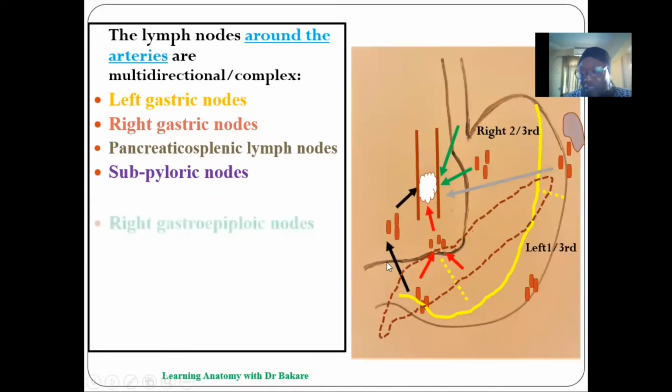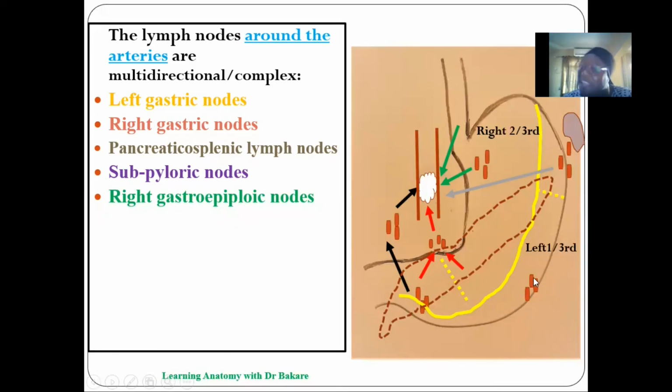Then we have the next one, the right gastroepiploic lymph node. This is the right gastroepiploic lymph nodes. Where it drains is the lower part of the greater curvature of the stomach. When it drains this region, it empties into the subpyloric lymph nodes. From the subpyloric lymph node, it goes into the hepatic lymph nodes. From the hepatic lymph nodes, it is drained finally into the celiac lymph nodes. And that is how it goes.